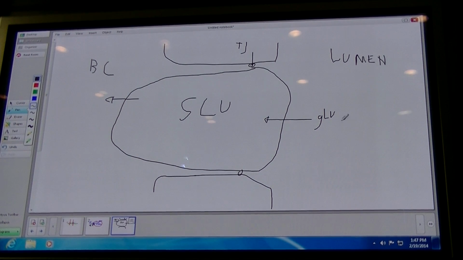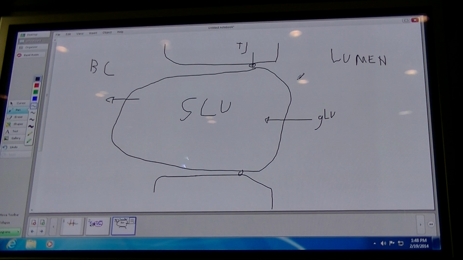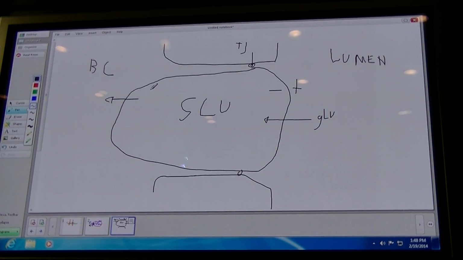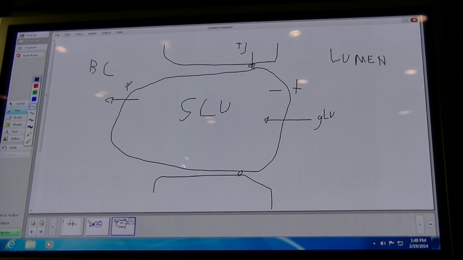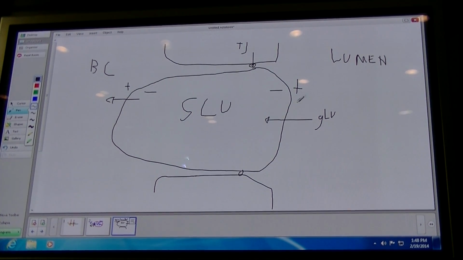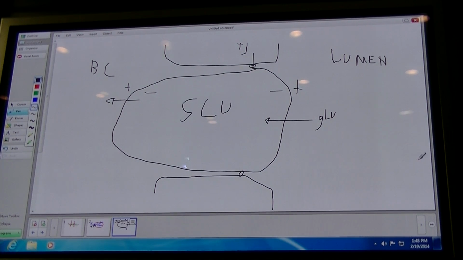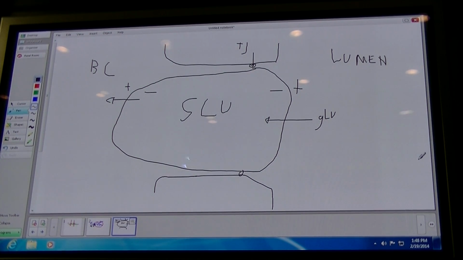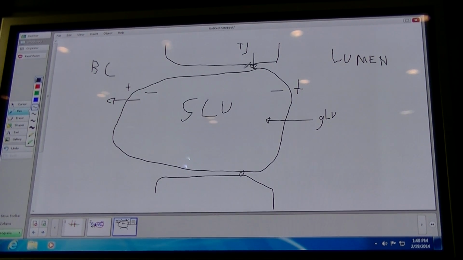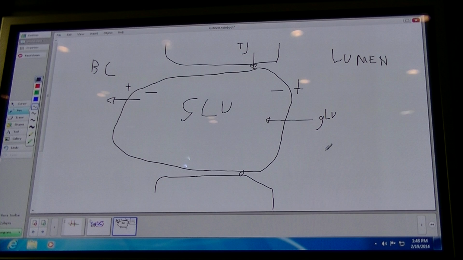Now, glucose itself is not touched by the membrane potential. The membrane potential is, by the way, always positive out and negative in. We're here on the apical side and we're there on the basolateral side. Remember that. Separated by the tight junction. We cannot have transport through the tight junction. So glucose has to come in. Well, it has to have some help.